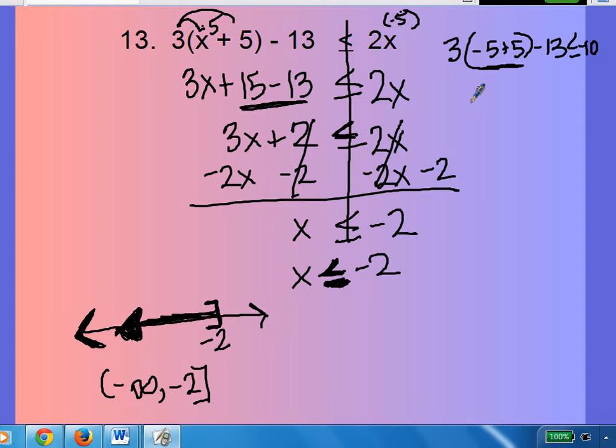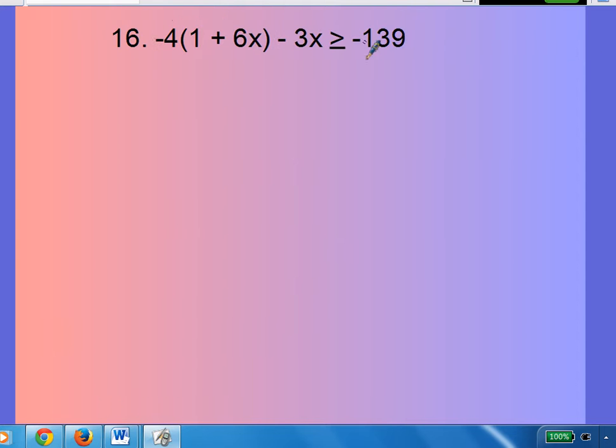And then you follow order of operations. You get 3 times 0 minus 13 is less than or equal to negative 10. 3 times 0 is 0. Negative 13 less than or equal to negative 10. This is true. So we know that we scooped up the right side of your boundary, which was the left side. Okay, moving on to number 16.